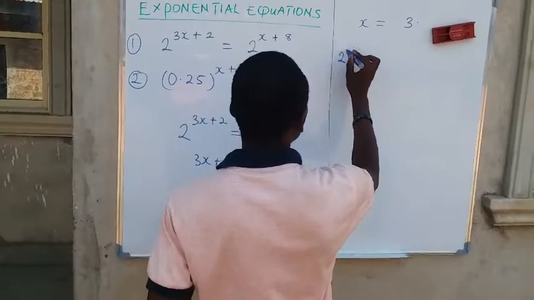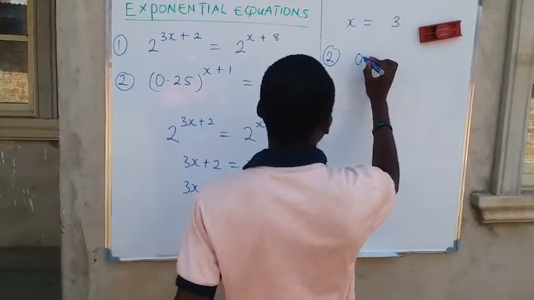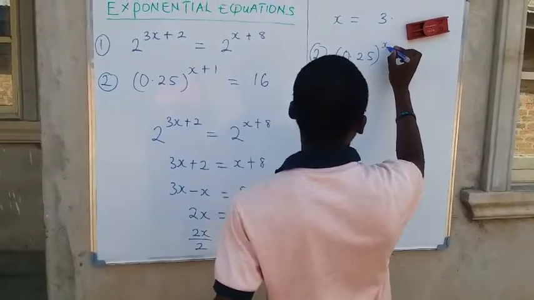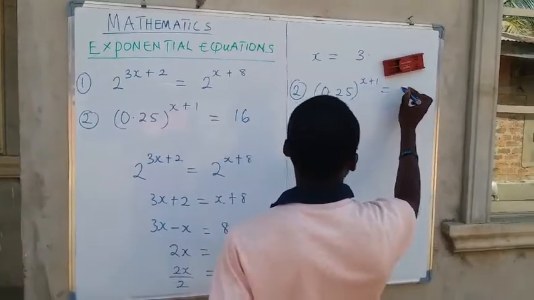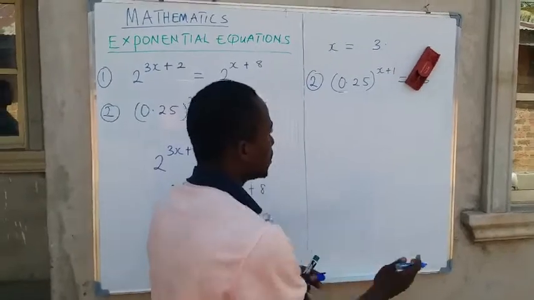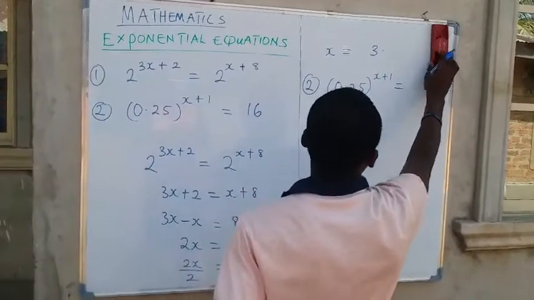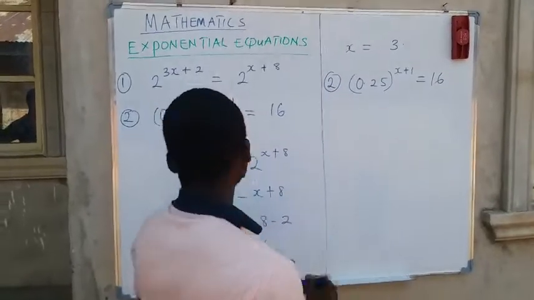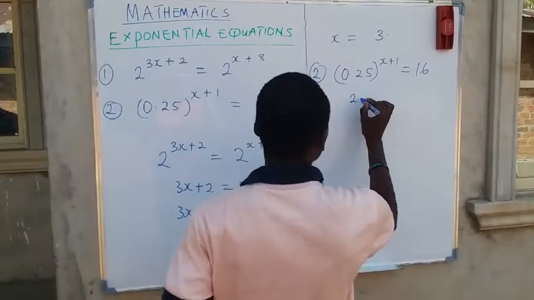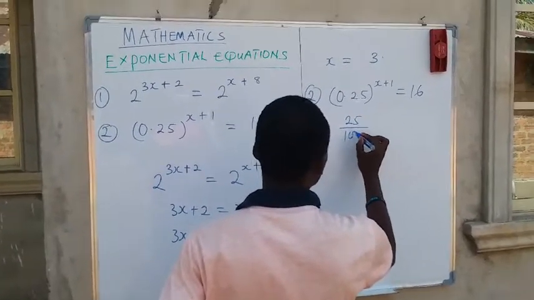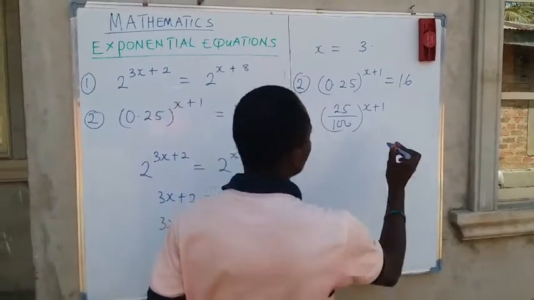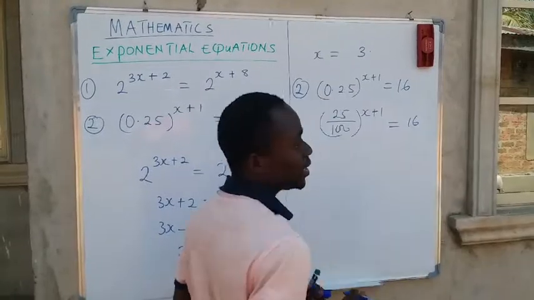The second equation is 0.25 raised to the power of x + 1 equal to 16. Now 0.25 is the same thing as 25 divided by 100, all raised to the power of x + 1. And that is equal to 16.